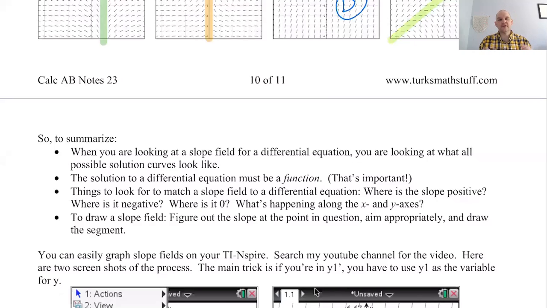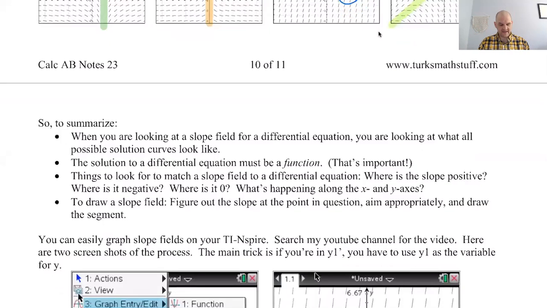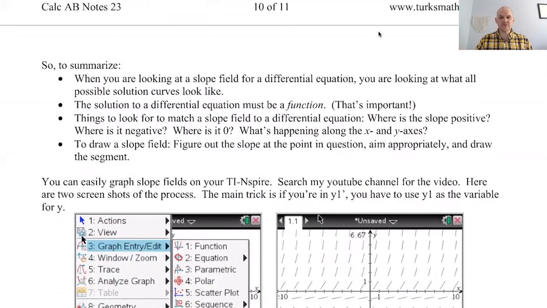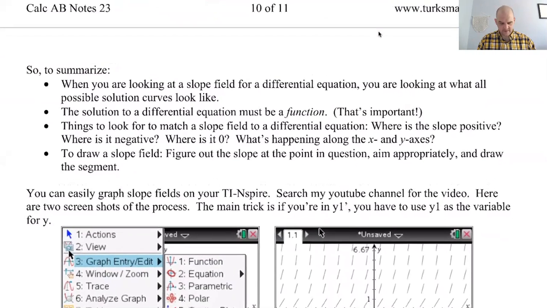All right, we're back. We are on page 11 of notes 23 of Calc AB. We're talking about slope fields, and we've done a ton. We did some matching stuff. So this page actually is basically a summary, and then it explains a little bit about how you can use some technology things to create your own slope fields, which is a fantastic way to learn things about slope fields. Let's look at some of the things that are in this little summary here.